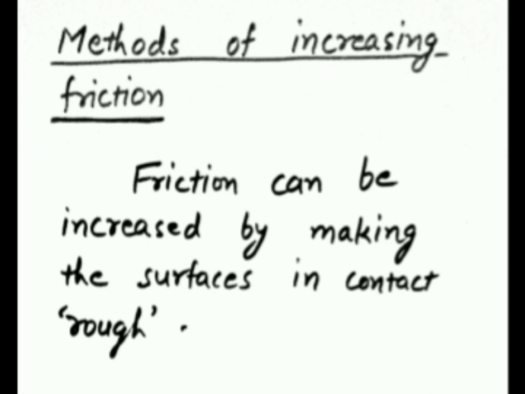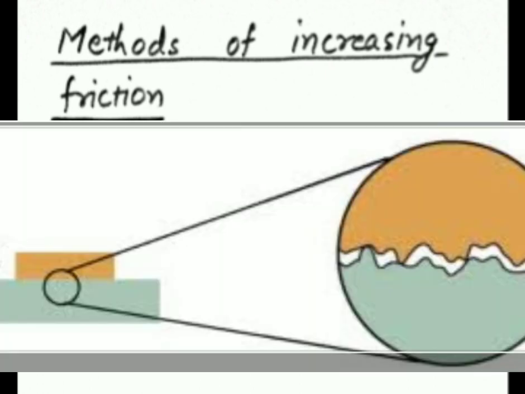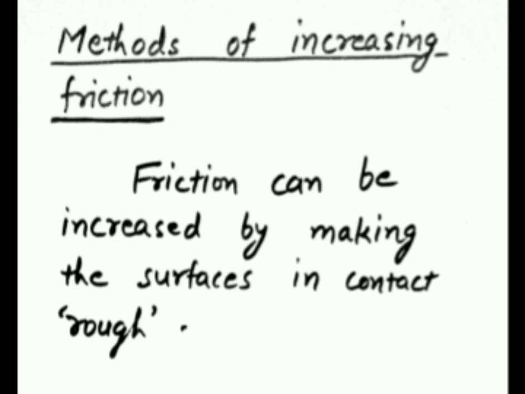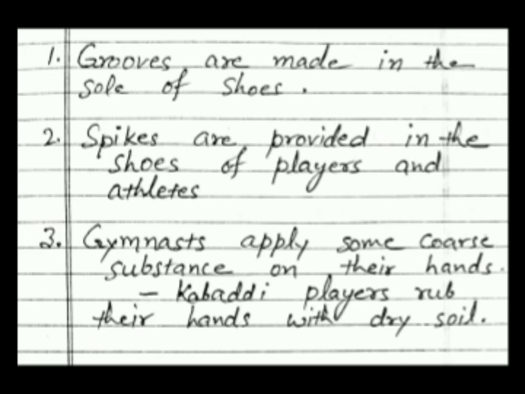There is a common principle among all methods to increase friction: friction can be increased by making the surfaces in contact rough. Students, as we have studied, friction depends upon the nature of the surfaces in contact, that is, the roughness or smoothness of the surfaces in contact. So if you want to increase friction, you have to make the surfaces in contact rough. Let us see how we can make the surfaces in contact rough with some examples.